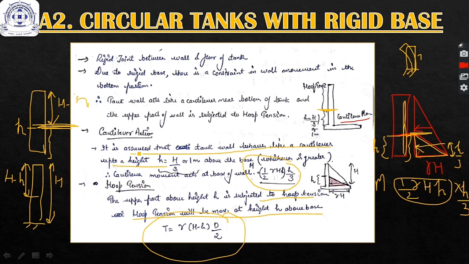Here I have written, it is assumed that the tank wall will behave like a cantilever up to height h. And next, the hoop tension will be maximum at height h above base, and the expression is this. So as you can see, we have made two prominent assumptions here, that the cantilever action will be up to this point only and the hoop tension will be maximum at this point only. So this is all just assumption.